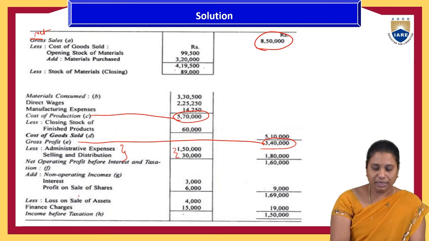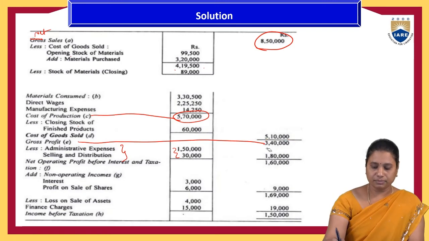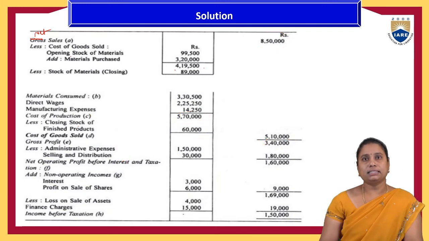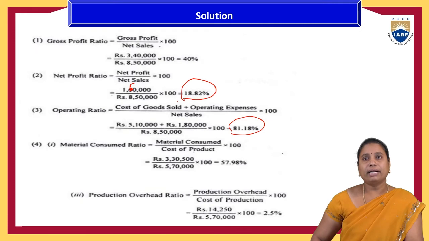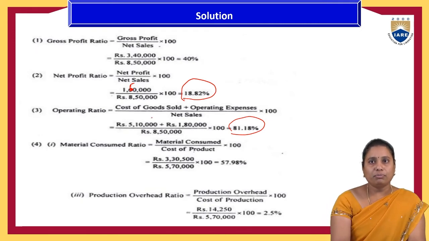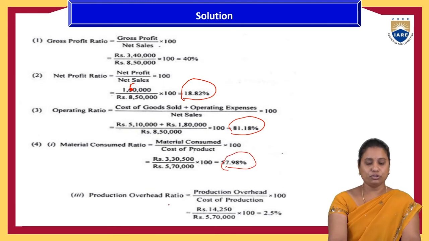So here the materials consumed value we have calculated is 3,30,500, divided by the cost of the production, that is 5,70,000. That is 57.98% of material they have consumed.